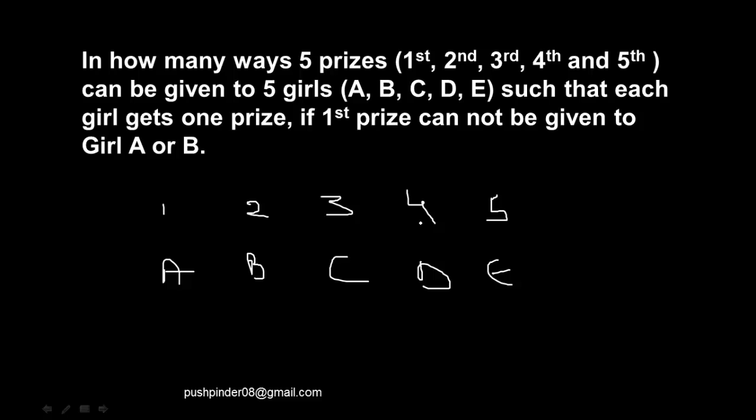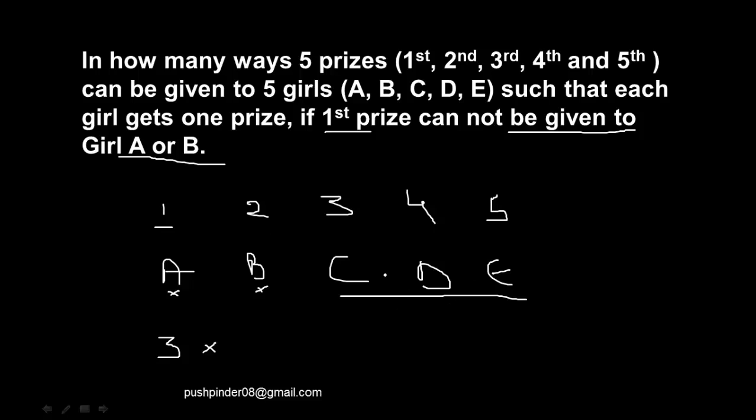Now what is the condition? The first prize cannot be given to girl A or B. Now let's give the first prize. It cannot be given to girl A and it cannot be given to girl B. So how many ways are there to give the first prize? Yes, there are 3 ways in which I can distribute the first prize. It can be given to either C, D or E. Now let's go ahead and solve the next one.